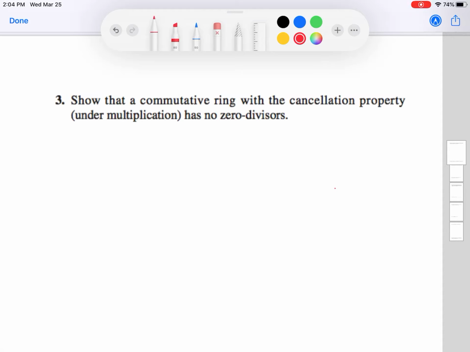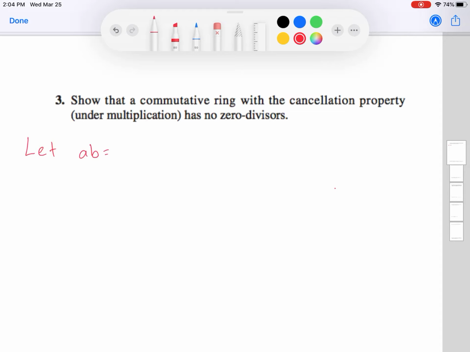All right, chapter 13, examples. We are going to start with number 3 from your textbook in chapter 13. It says, show that a commutative ring with the cancellation property under multiplication has no zero divisors. So remember, a zero divisor is if you have an a that's not equal to 0 and a b that's not equal to 0 and ab equals 0, then a is a zero divisor.